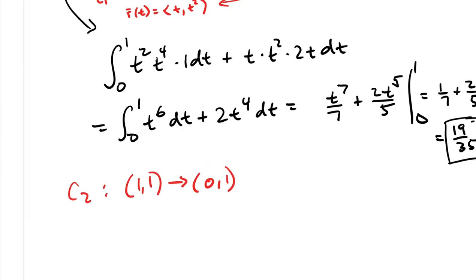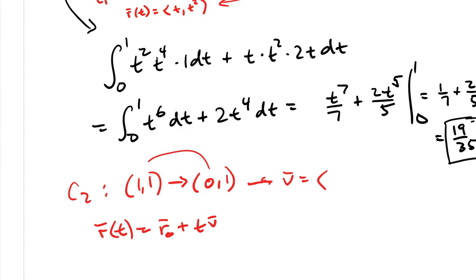Let's go ahead and parameterize that using our good old friend r of t. So r of t is going to be r naught plus t v. The v we're going to get from these two. So v will be, let's see, the x's: 0 minus 1, and then the y's: 1 minus 1. So that is negative 1 comma 0.